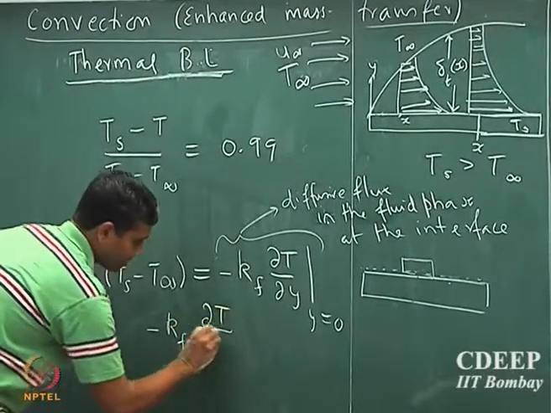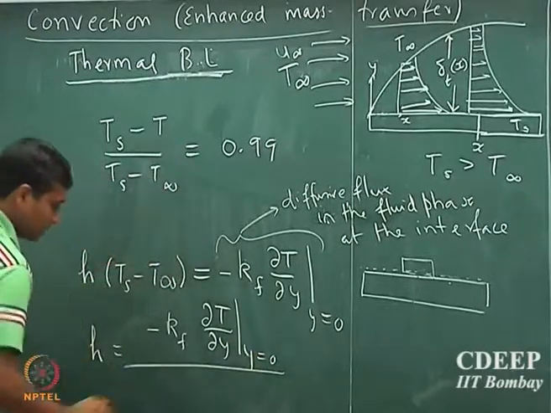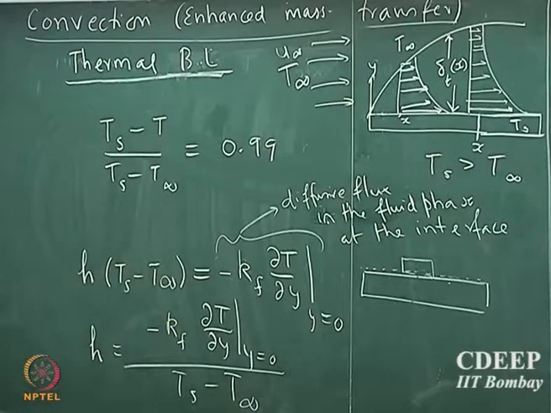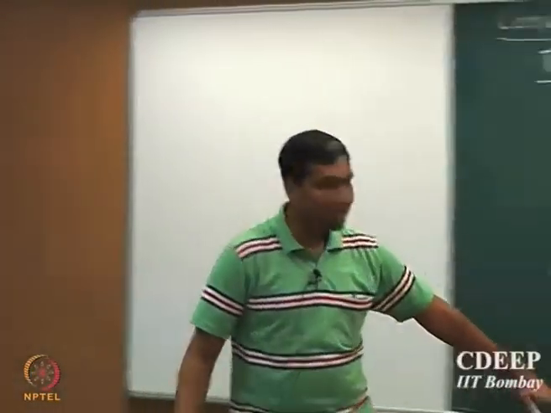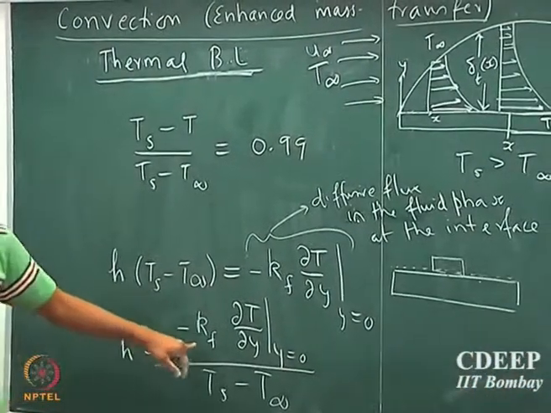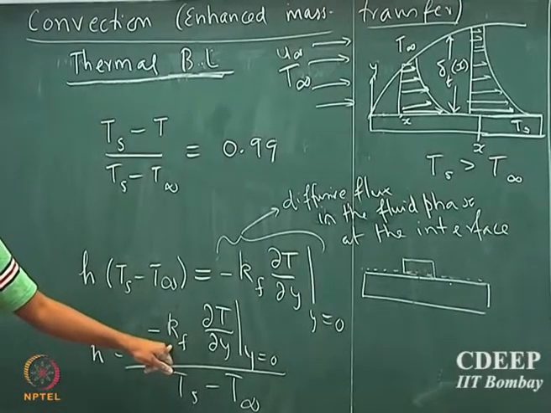Okay? So therefore based on this heat balance at the interface, we can write the heat transport coefficient as h = minus k fluid dT/dy at y = 0, divided by Ts minus T infinity. Okay. So that's the definition for heat transport coefficient. So far we liberally used heat transport coefficient, but this is the correct way to find it. It's the conductivity of the fluid.